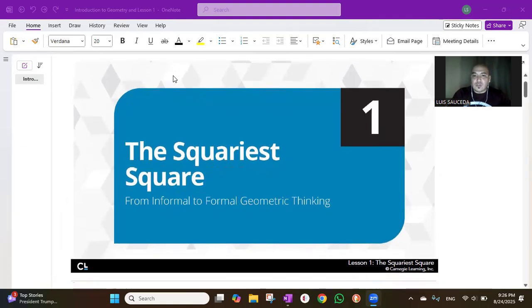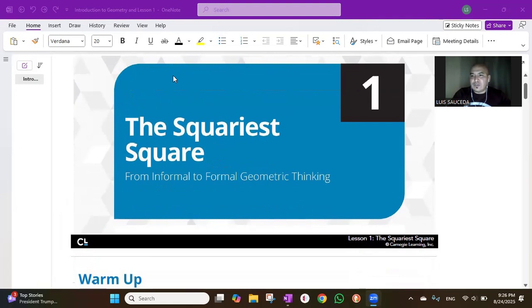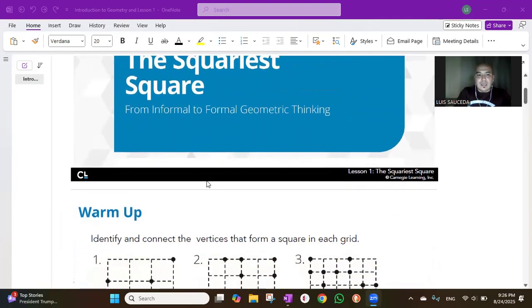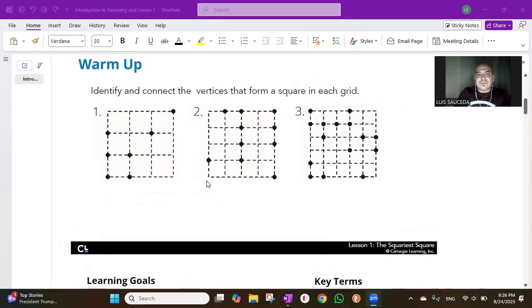So anyway, the square is square. Let me introduce you to this lesson, and then wrap it up. It won't be long. Sorry if you hear my son in the background, but anyway, the square is square: from informal to formal geometric thinking. So here's the warm-up activity.